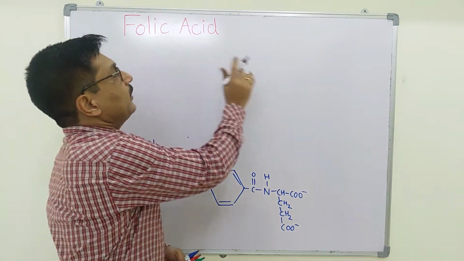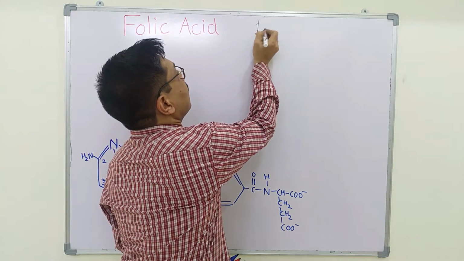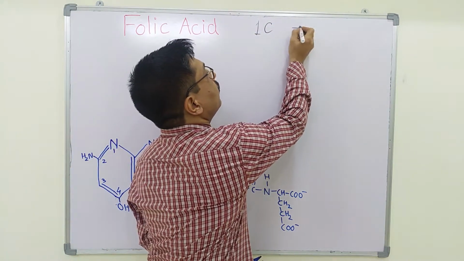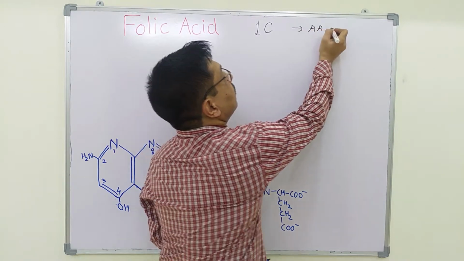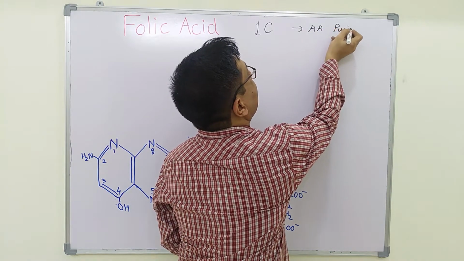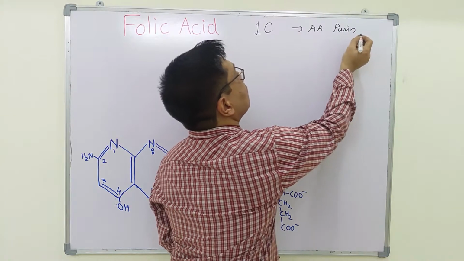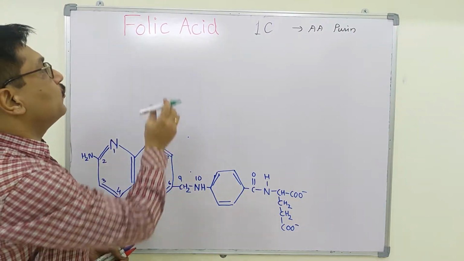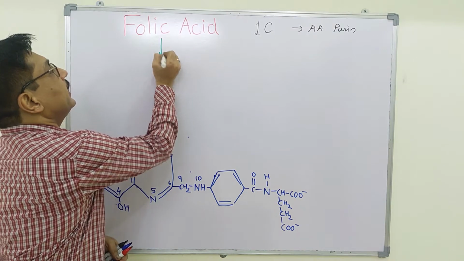The function of folic acid is for one carbon metabolism, and this one carbon metabolism is required for synthesis of amino acids, purines and pyrimidines, that is thymine. The coenzyme form of folic acid is tetrahydrofolate.